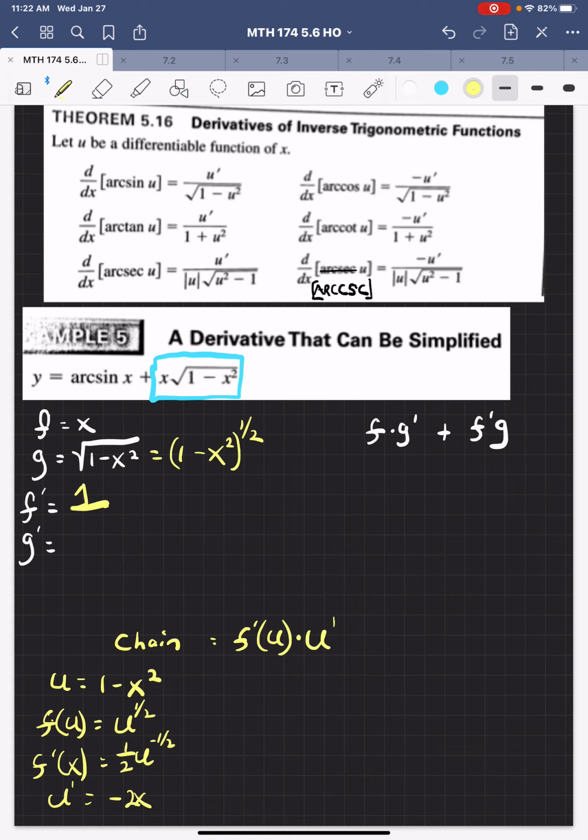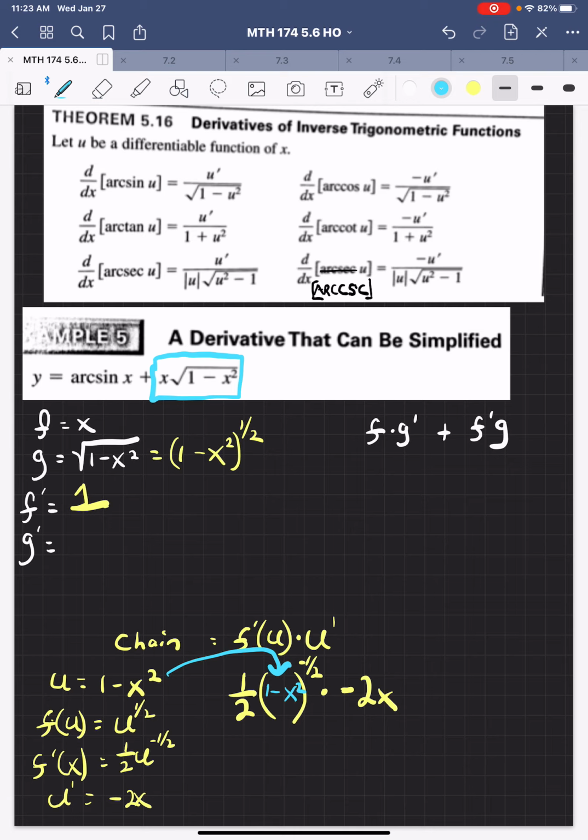So let's put everything in the right spots. Ready? So that's going to be 1/2, and I'm leaving the 1 minus x squared to the negative 1/2 with open parentheses because you and I both know that you have to go back in and back substitute. I'm going to have to take this 1 minus x squared and put it back here. And then u prime is just going to be times negative 2x. So let's go ahead and back substitute. So that's 1 minus x squared.